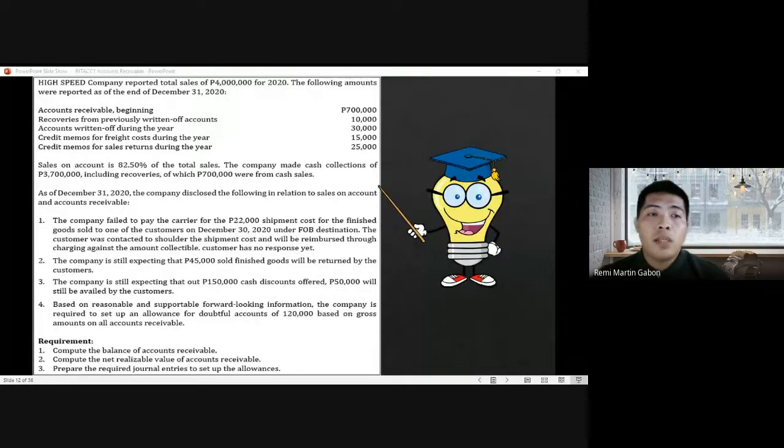Then last, number 4, based on reasonable and supporting forward-looking information, the company is required to set up an allowance for doubtful accounts, referring to bad debts, based on gross amounts on all accounts receivable. So we debit doubtful accounts expense or bad debt expense and credit allowance for bad debts or doubtful accounts for 120,000. So our requirements: compute the ending balance of accounts receivable, compute the net realizable value of accounts receivable, and prepare the required journal entries to set up all the allowances. The allowances only, meaning the 1 to 4 allowances.